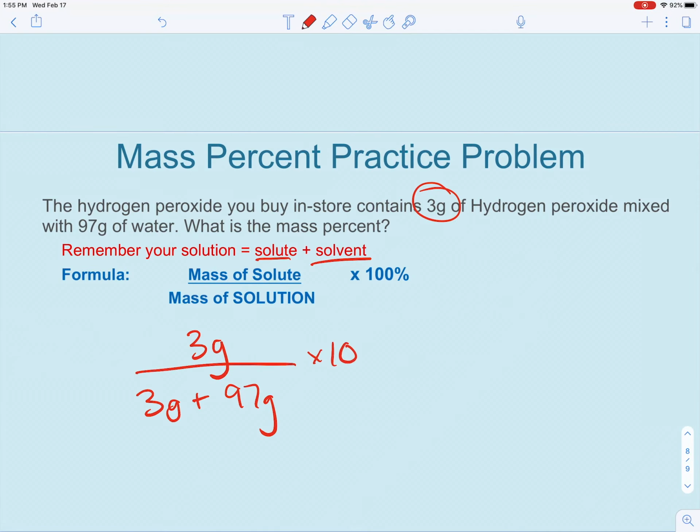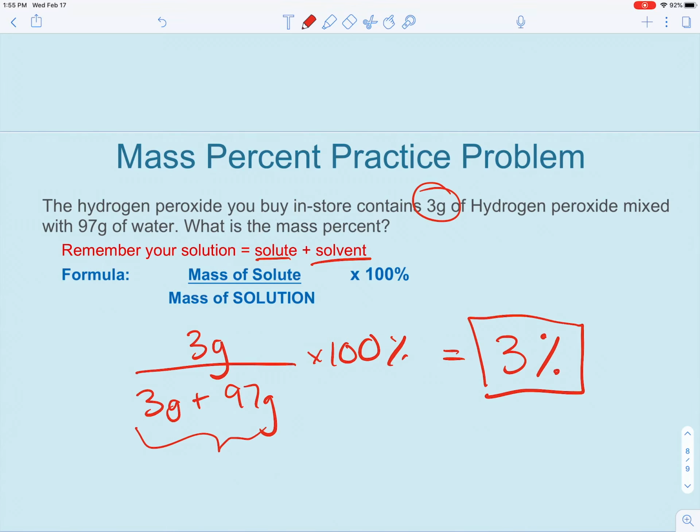And then I want to multiply this by 100%. So we get 3 over 100 times 100%. 3 over 100 is, of course, 3%. And there you have it. That's how you solve for mass percent. Make sure you're adding the solute plus solvent when you do the solution down here.